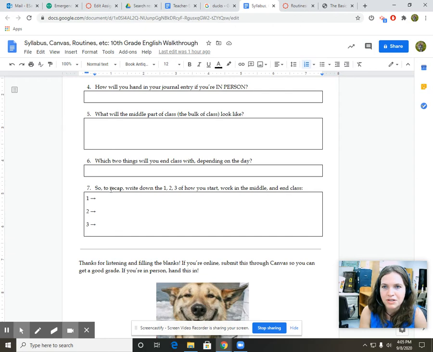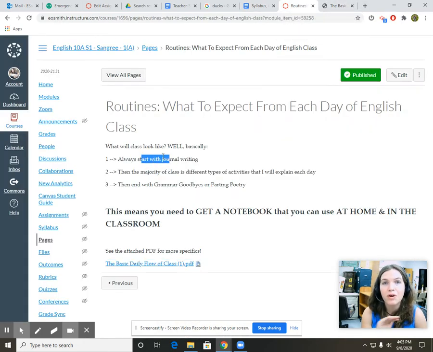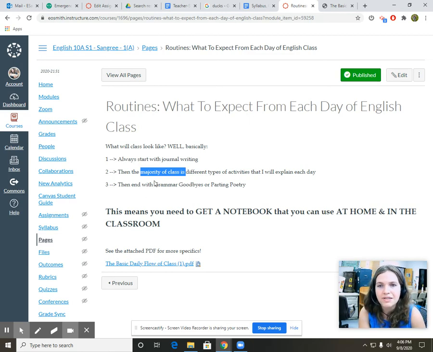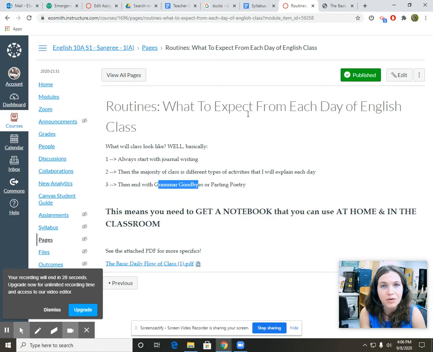So, final question. To recap, what is the 1, 2, 3 of how I will run class every day? And basically, 1, always a journal entry. You will always walk in. I will always have some sort of journal prompt on the board. You will always start writing, no matter if you're at home or in the classroom. 2, this is most of class. All different types of activities that I will let you know what they are, but they're focusing on the book, school stuff, activities. And then the last thing you will do every day is a parting thing with grammar or with poetry. So that's the flow of class.